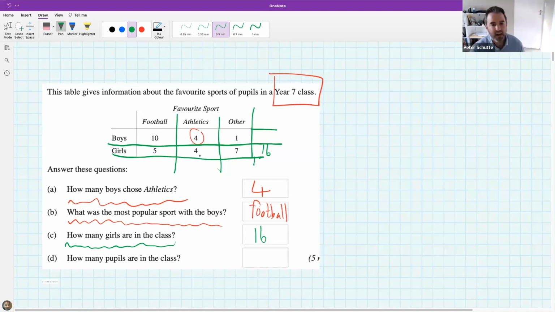Yeah, so how many girls? There are 16. How many pupils are there in this class? So we know there's 16 girls. How many boys are there?